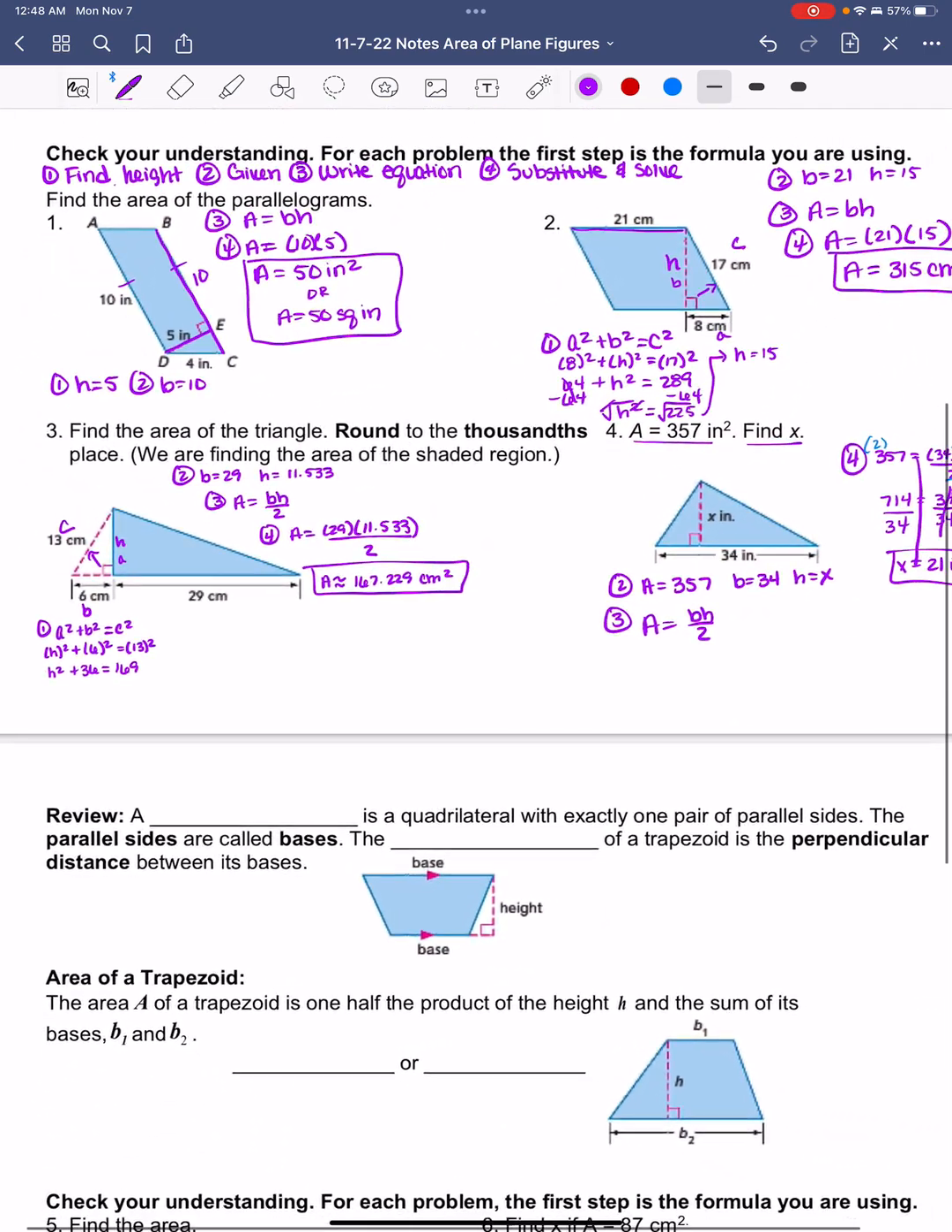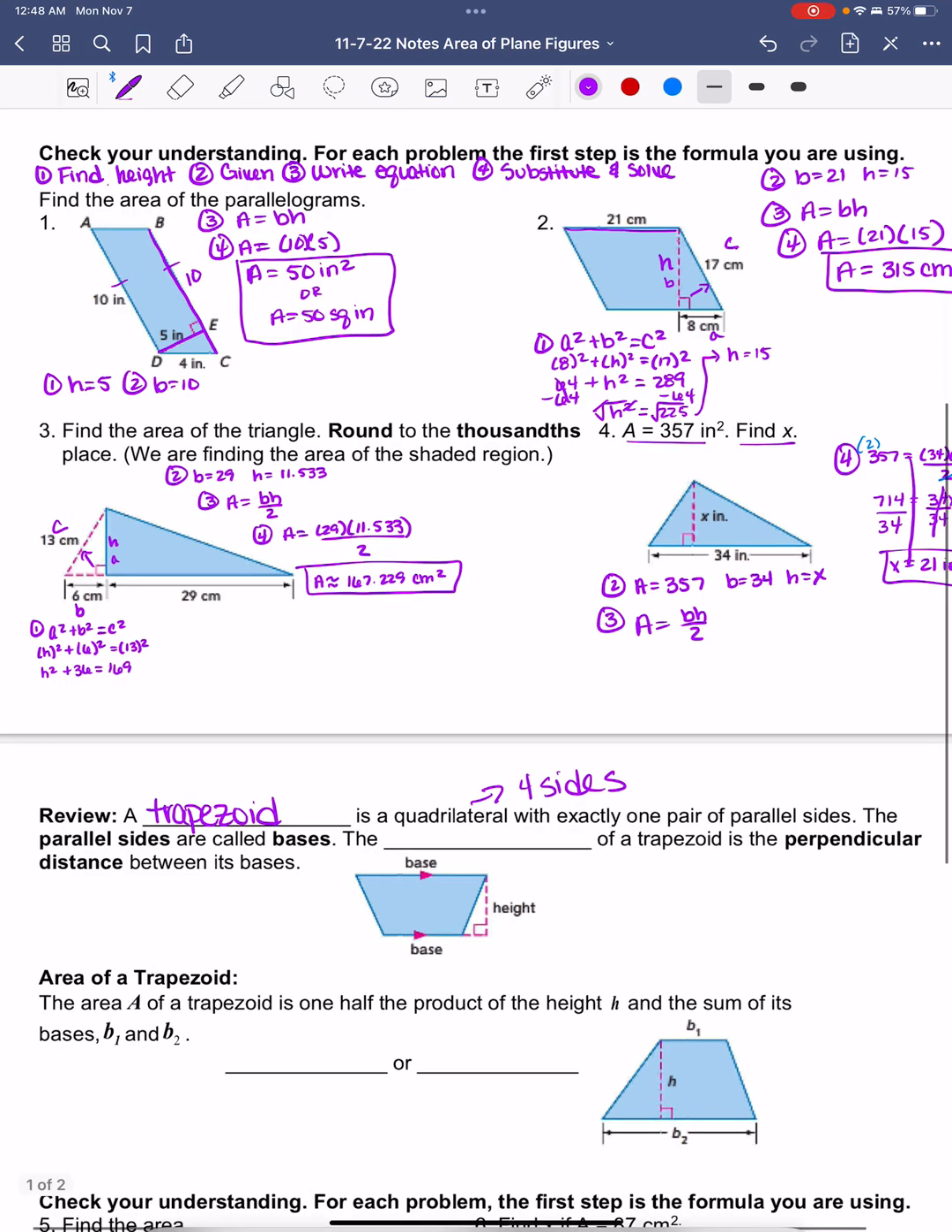So the review. What we're going to do now is move to trapezoids, okay? A trapezoid is whenever there's one pair of parallel sides. So right here, you're going to put a trapezoid, okay? And it's a quadrilateral. A quadrilateral has 4 sides, don't forget that, with exactly one pair of parallel sides. The parallel sides are what you're going to call your bases, okay? So remember, this is how we signify that something is parallel, with those arrows right there, okay?